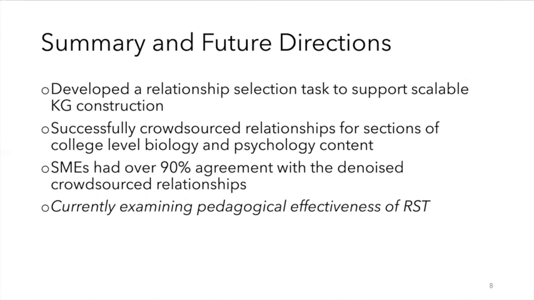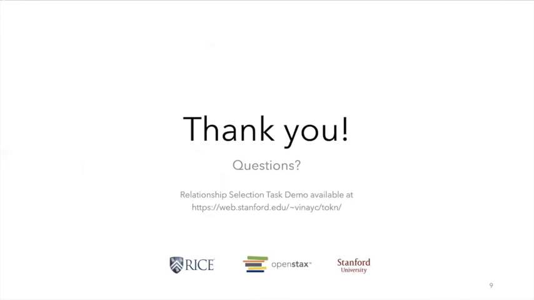In summary, we developed a relationship selection task to support scalable KG construction and successfully crowdsourced relationships for sections of college-level biology and psychology content. Subject matter experts had over 90% agreement with these denoised crowdsourced relationships, and we are currently examining the pedagogical effectiveness of the task. For a demo of the task, please visit the URL stated here.